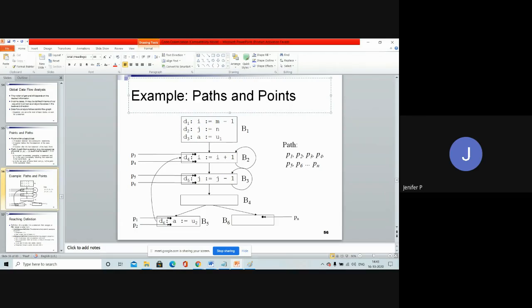Next, a path represents a set of points, the execution path through the points. So that is said to be a path. This is about path and point, and this is the example control flow graph.